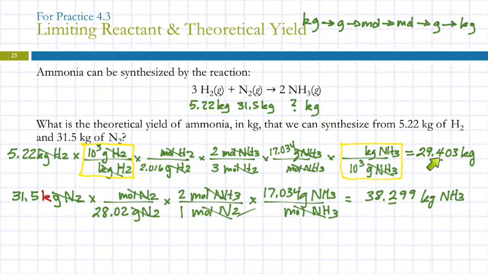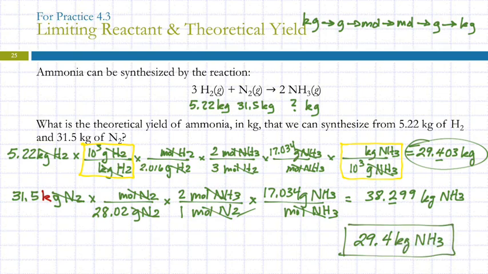So what we're going to do is look at the two numbers we got and say, which one's smaller? Well, the 29 is smaller than the 38, right? This is the smaller one. So I'm going to take that value, round it correctly, 29.4 kilograms of ammonia, and that's the answer.